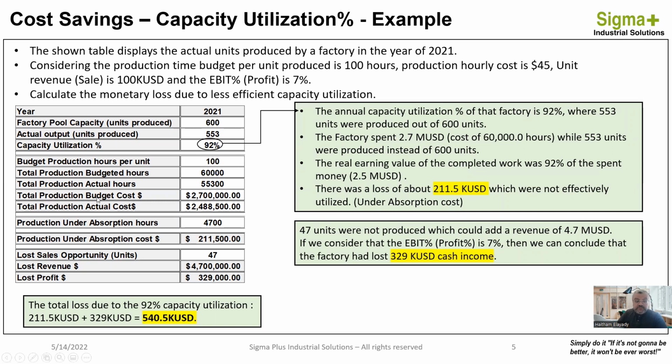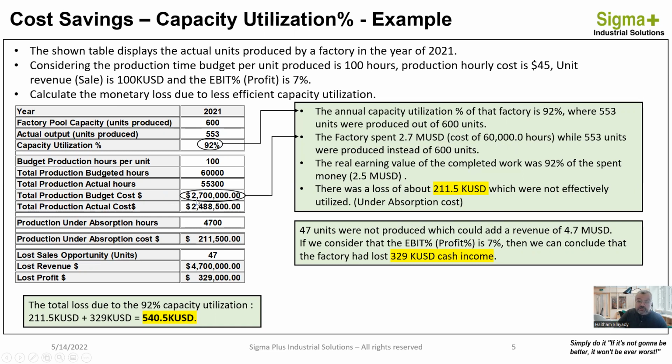The total production budget cost was $2.7 million. And this is what was actually spent by the factory for the goal of producing 600 units. Here we are speaking about fixed cost. The factory spent the money for fixed salaries of the workers, so they spent a total of $2.7 million, which was the cost of the 60,000 hours, while we have produced only 553 units instead of 600.